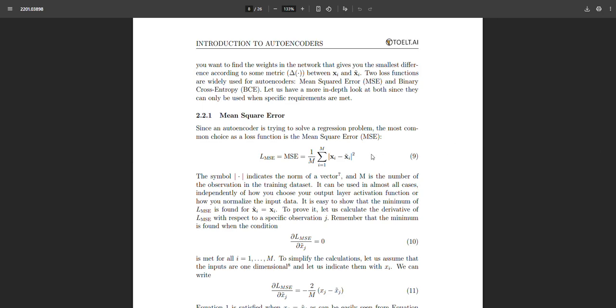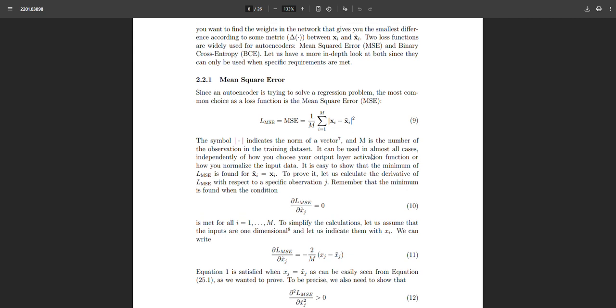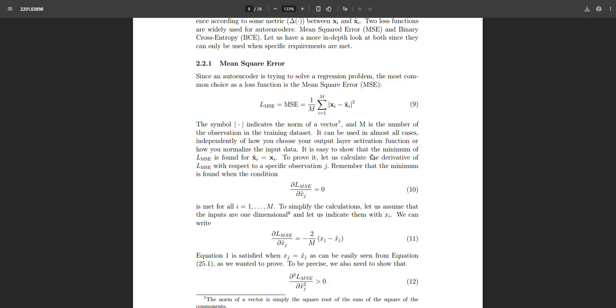The MSE loss can be used in almost all autoencoder types or cases, regardless of your activation function or how you normalize the data. It's easy to show mathematically that the minimization of this particular MSE loss is found when the reconstructed output perfectly matches the input xi prime or xi bar.